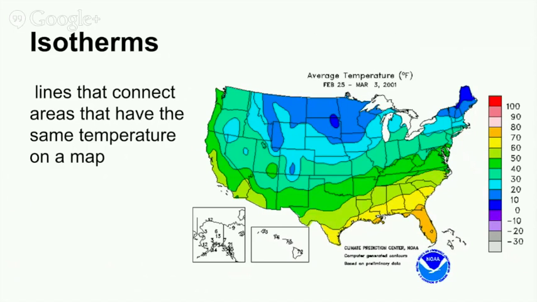All right, and then last but not least, we have isotherm. Iso means same, therm means temperatures or heat. So these are lines on a map that connect areas that have the same temperature. So as you can see, areas that are between 70 and 80 degrees are marked in orange. Here, temperatures that are between 60 and 70 degrees. So this is our 60-degree line here. This is our 70-degree isotherm here. And so these areas are in between.